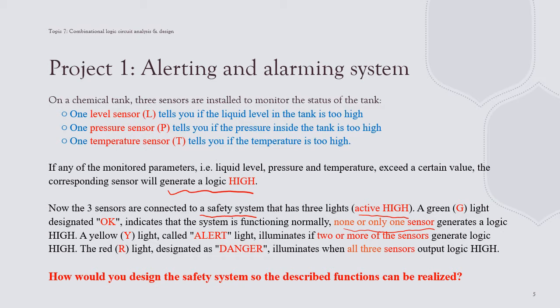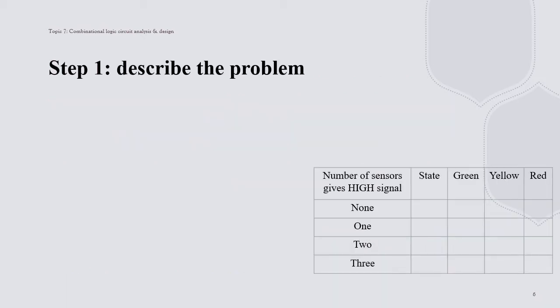Okay, so the question: can you design the safety system to realize this function? Here we will start the design cycle. Remember, step one is that we need to understand the question properly. For this case, we can use a drawing to picture the system so we have a better understanding.